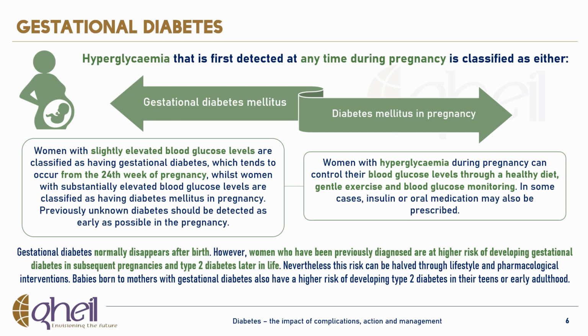Women with hyperglycemia during pregnancy may be able to control their blood glucose levels through a healthy diet, moderate exercise, and blood glucose monitoring. Interaction with healthcare professionals is important to support their self-management and to identify when medical intervention, e.g., prescription of insulin or oral medications, or obstetric intervention is needed.